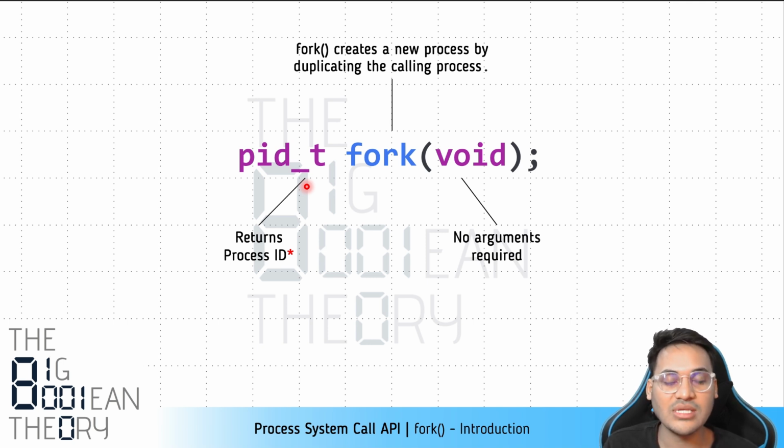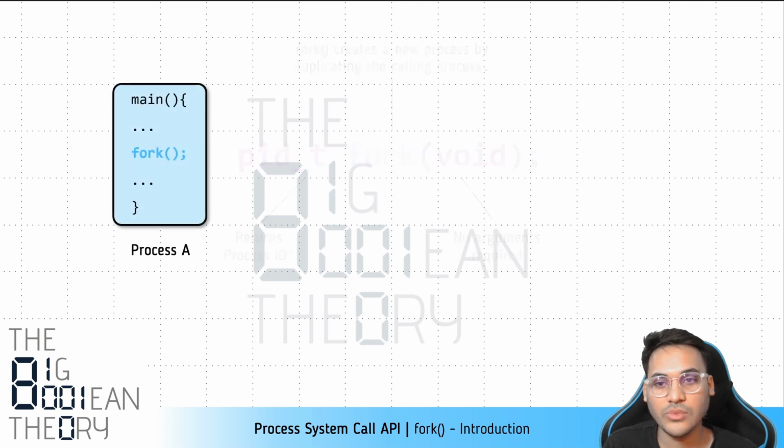So this was the basic introduction to the function signature. Now let's see how the fork system call actually works. For that, let us understand with an example. Here is, let's say, a process A in the computer system, and this is the code of this process. There is a main function, and somewhere in the main function, let's assume that there is an invocation to the fork system call.